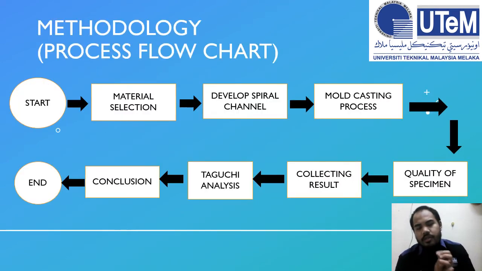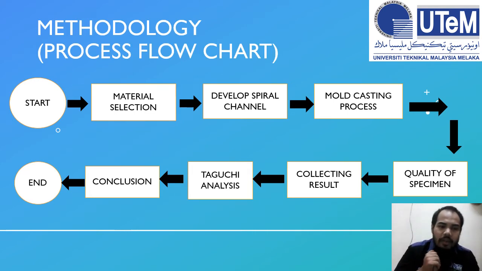Methodology is a process flowchart. The first thing is material selection. We use aluminum alloy. The second is that we design and develop the spiral channel. We fabricate the spiral channel by welding, bending, and using a water jet to make the spiral channel. After that, we assemble and weld it, and the next is the mold casting process.